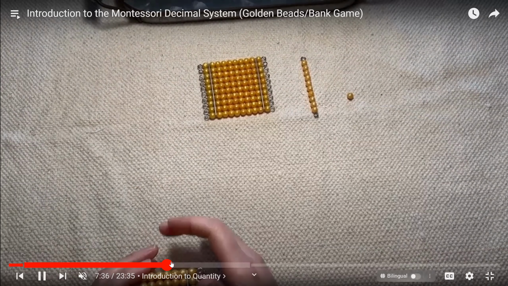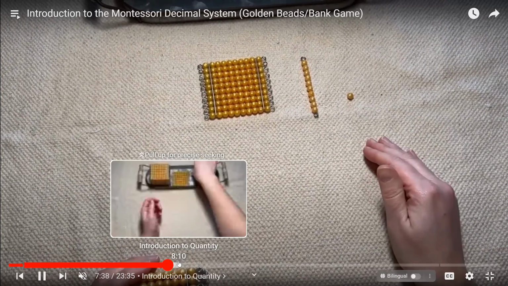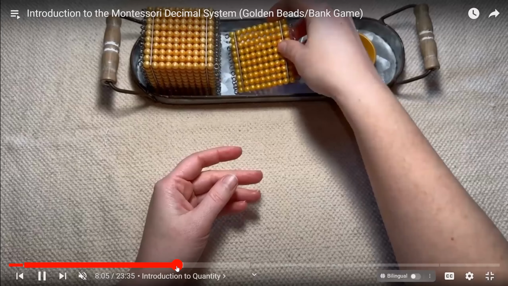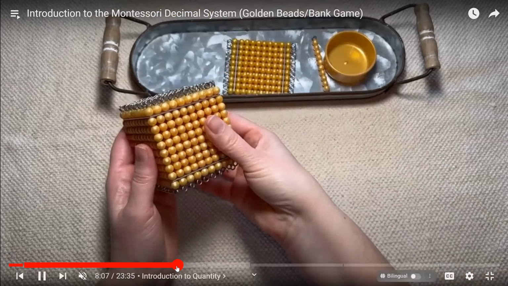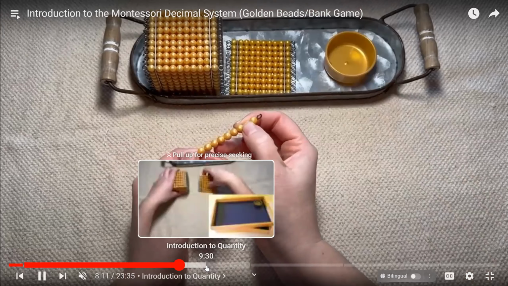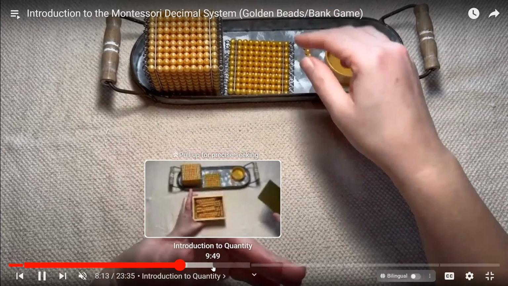So ones would go to the ones place, tens would go to the tens place, and hundreds to the 100 place. Now, once the child learns about it, even in the tray, it needs to be kept in its own position. Okay, so this is your first lesson that we're going to be working on.